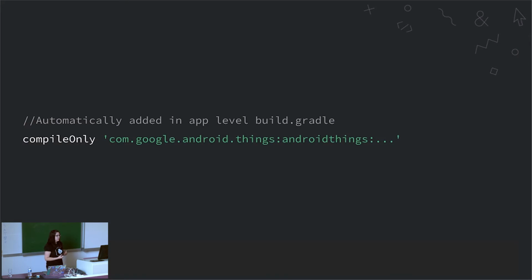And then it'll prompt you to create just a blank activity, which we can do. And then what it does is it automatically adds a couple of things into your project. So if you're just building a normal project, you might want to do this yourself. In your build.gradle file, it adds the compile-only dependency, which refers to the Android Things libraries that are already running on your Android Things device.